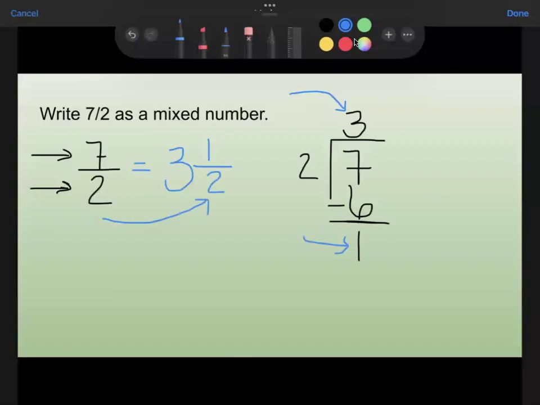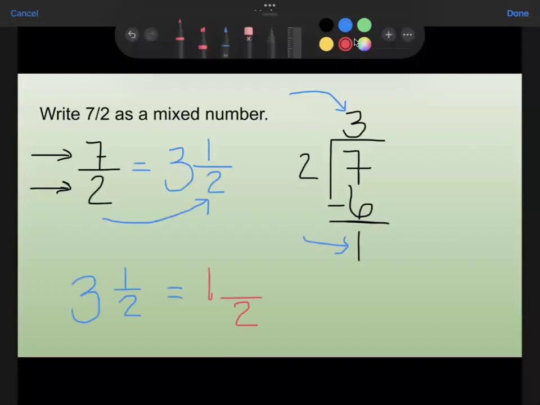Now let's look at how we would go the other way. Let's say we were given 3 and 1/2 and asked to turn it into its improper fraction form. So since we used division before, the opposite of division is multiplication. So that's what we're going to do. We're going to keep the same denominator. So in both of these little conversion activities, the denominators don't change. They stay the same. So we're keeping the denominator of 2.